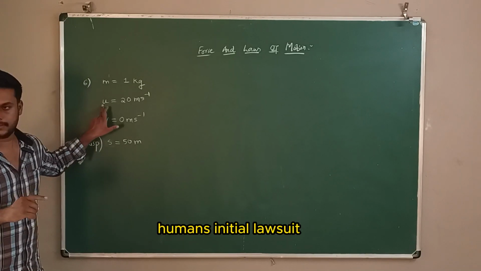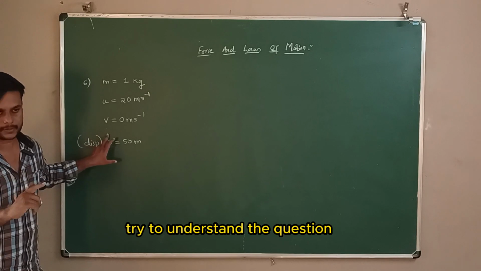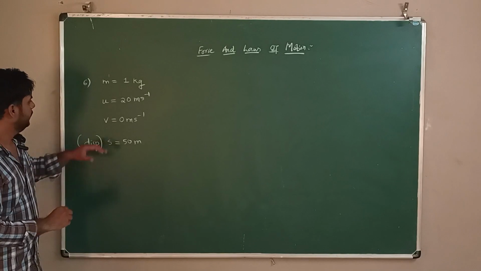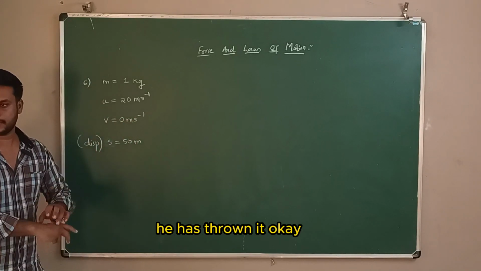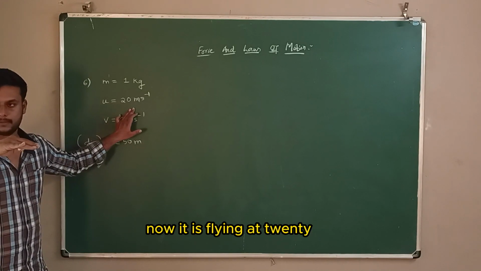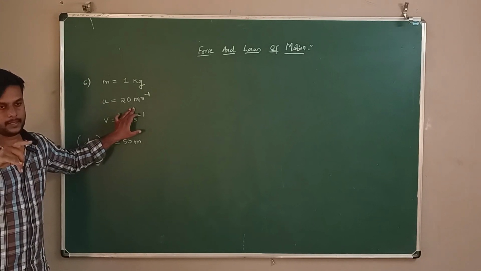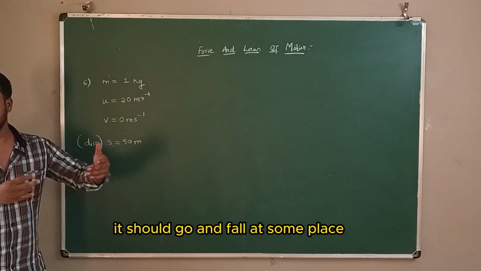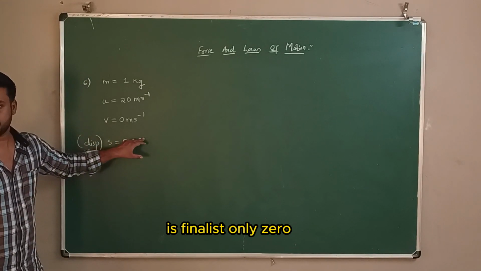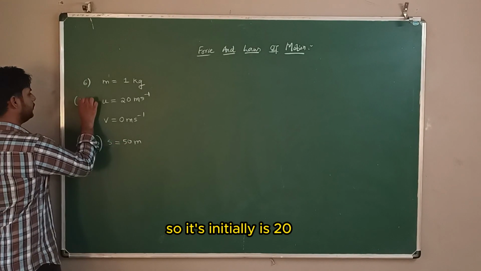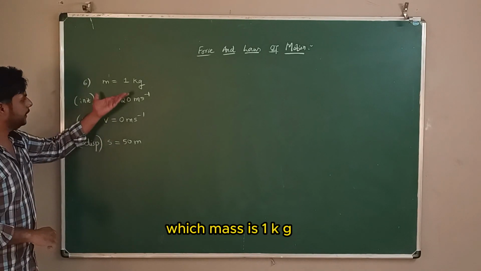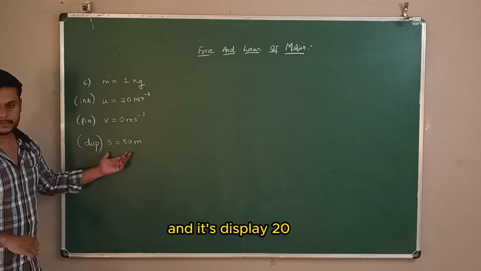U means initial velocity. V means final velocity. Now try to understand the question. There is a mass, a 1 kg stone, and he has thrown it, already thrown it. So initial velocity is how much? 20. Now it is flying at 20, and when it rests, it should go and fall at some place. If it falls at one place, its final velocity will be 0. So its initial is 20, its final is 0, its mass is 1 kg, and its displacement is 50 meters.